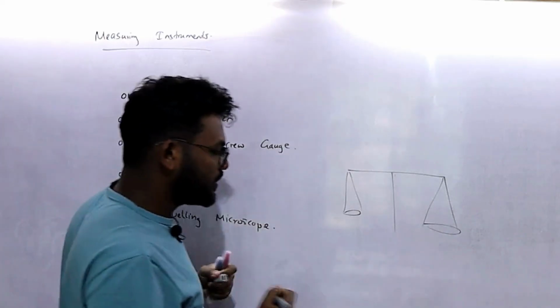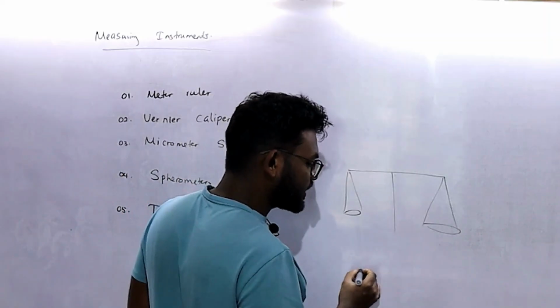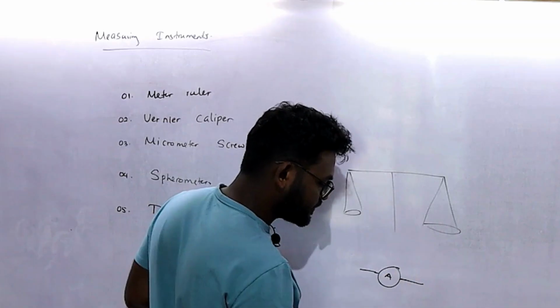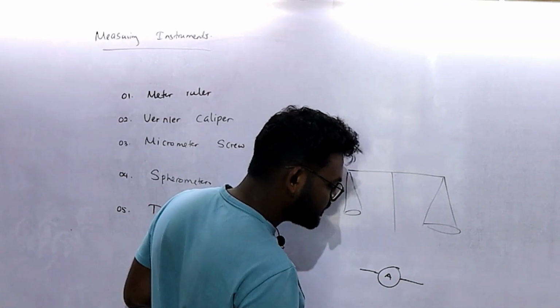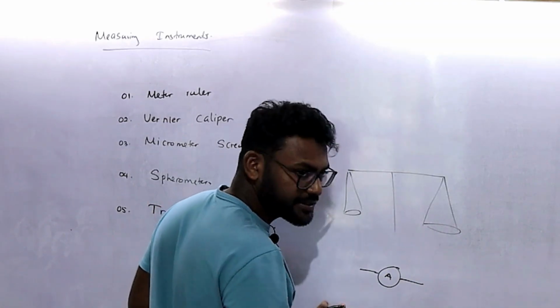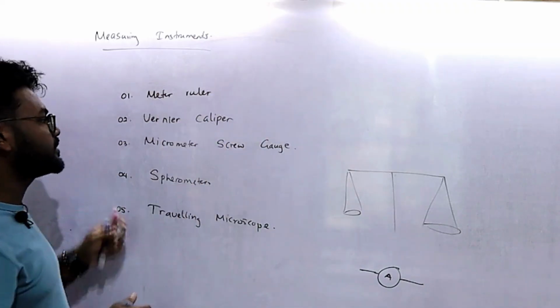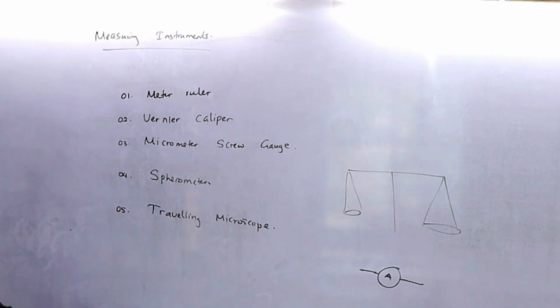And I think you have learned that for current we have ammeters and voltmeters, which we can learn in a future lesson, current electricity. But currently we are focused on the length measuring instruments. Okay, so we write a subtopic: meter ruler.